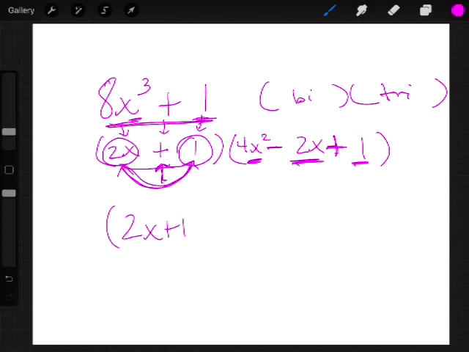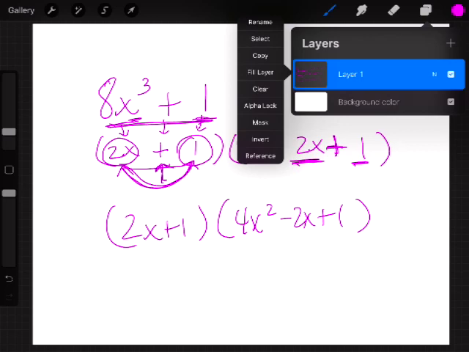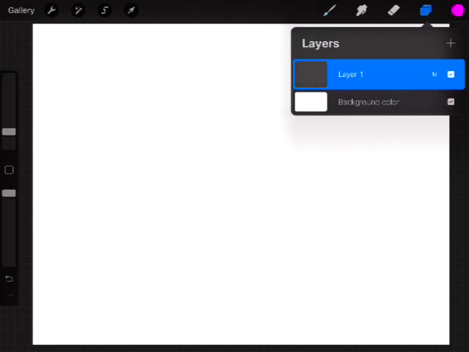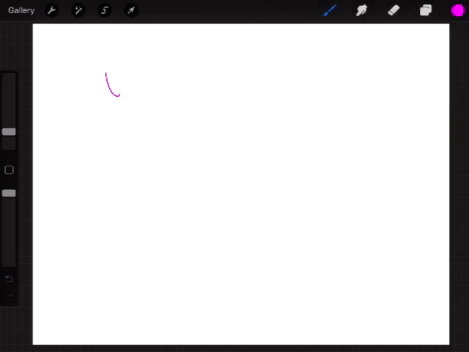2x plus 1. And your trinomial is 4x squared minus 2x plus 1. That's your answer. Alright, let's try another one. How about, what if it doesn't even have any letters? I'm going to do 2 more. And then if there's no questions, I'm going to let that be it.